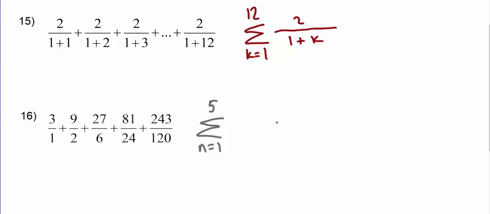Let's look at numerators and denominators separately. I think you might recognize this pattern in the numerator, 3, 9, 27, 81, 243. We actually saw that earlier in the notes. It's just powers of 3. So I'm going to write 3 to the n in the numerator.